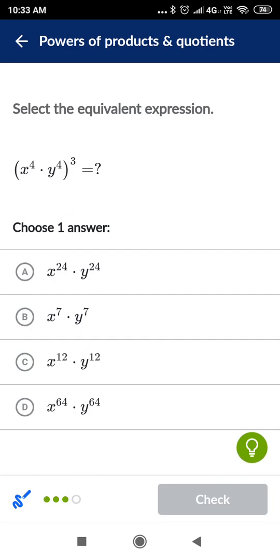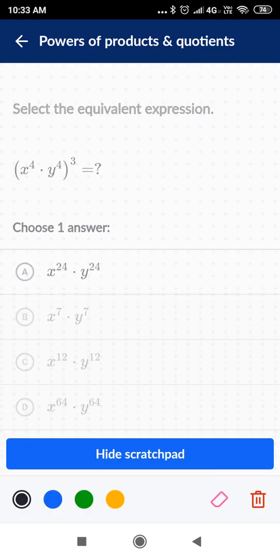Select the equivalent expression. X to the power 4 into y to the power 4, whole to the power 3, will be x to the power 12, 4 into 3, 12, into y to the power 12. A is not the answer, B is not the answer, C is the correct answer. D is not the answer.